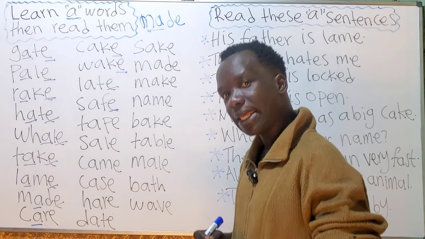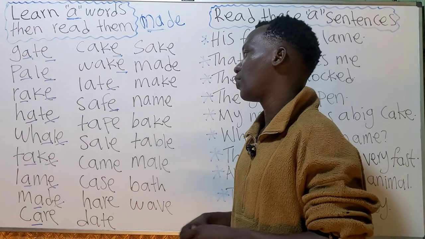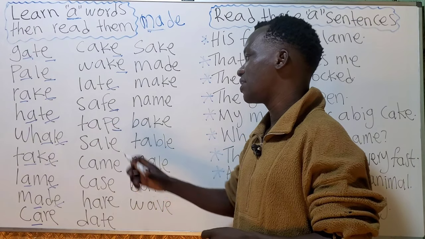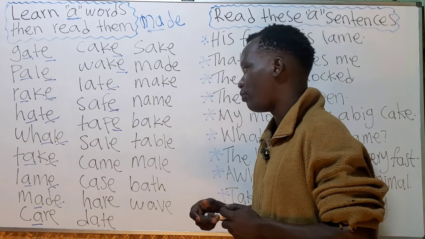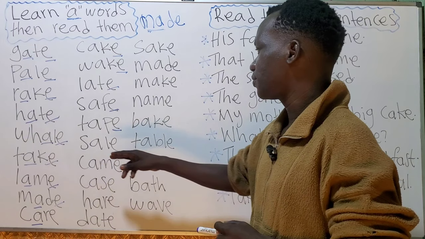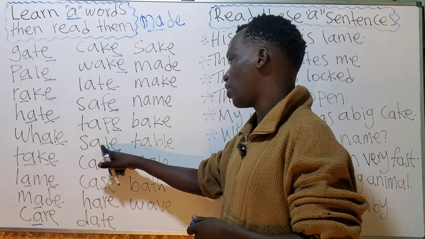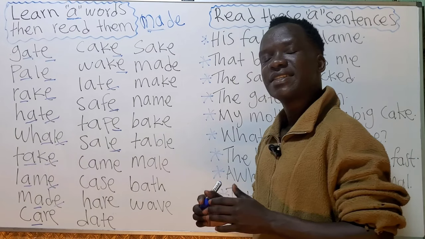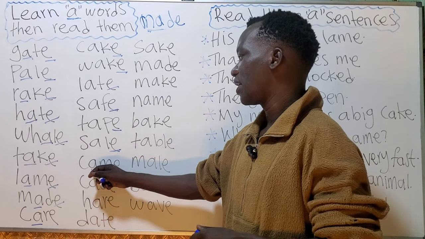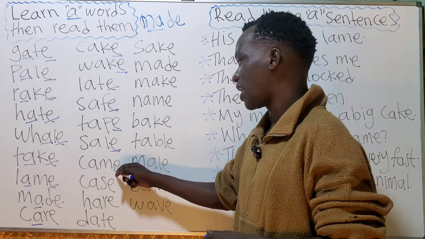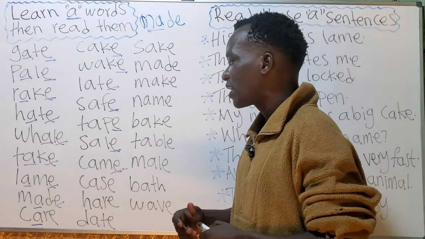Can you read it with me? Tape, okay? Tape. E is silent, and then TA is "tape." And this is not "sale," okay? It is not "sale," it is "sail." And then this is not "kame," but silent E, it makes it to be "came."